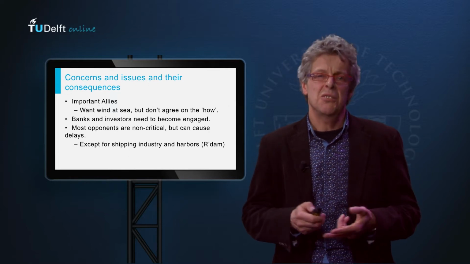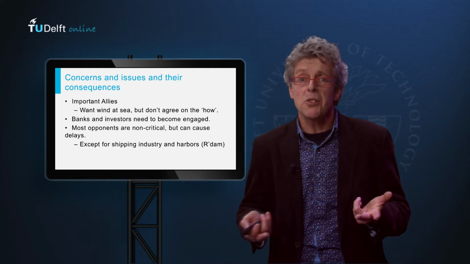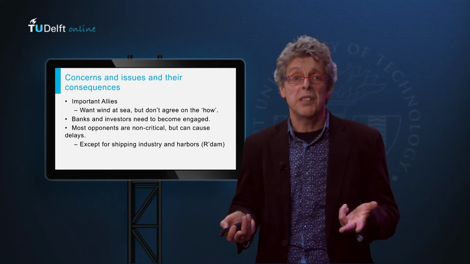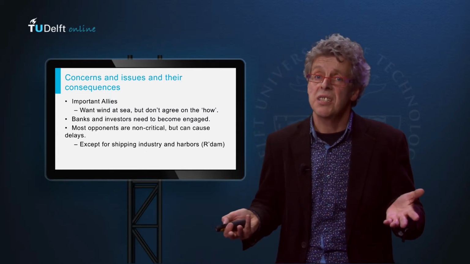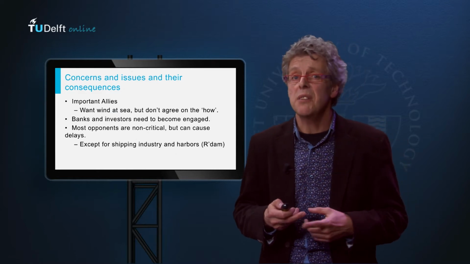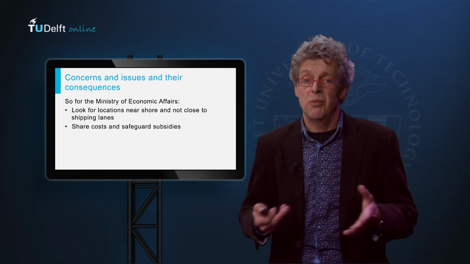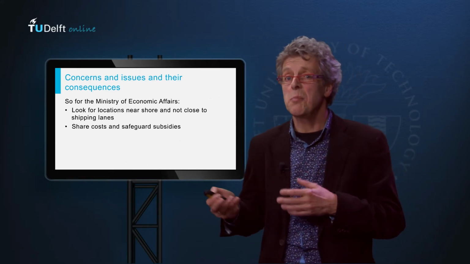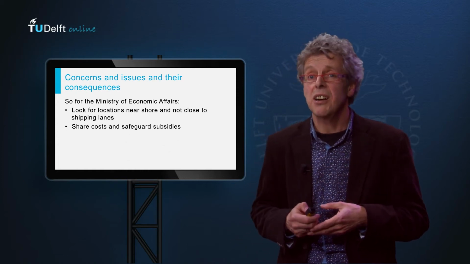So, we turn to our wind at sea case, and we see that the important allies of economic affairs also want wind at sea, but they don't agree on how. Moreover, we want that banks and investors get engaged and will start investing in the wind parks at sea. We also noticed that most opponents are not critical, but they can cause delays, and we should be careful not to offend the shipping industry and important harbours like Rotterdam. So, for the Ministry of Economic Affairs, it's important to look for locations that are near shore and not close to shipping lanes. And it's important to share costs, to find investors and to safeguard subsidies.